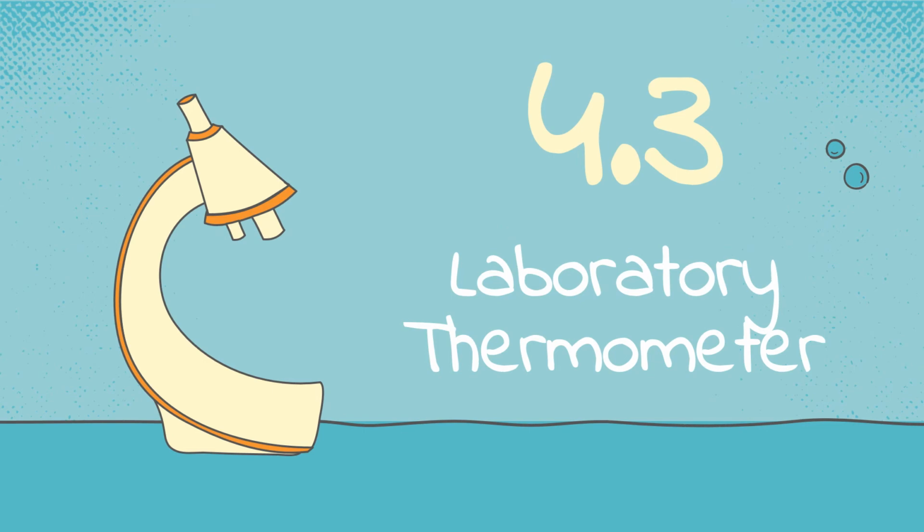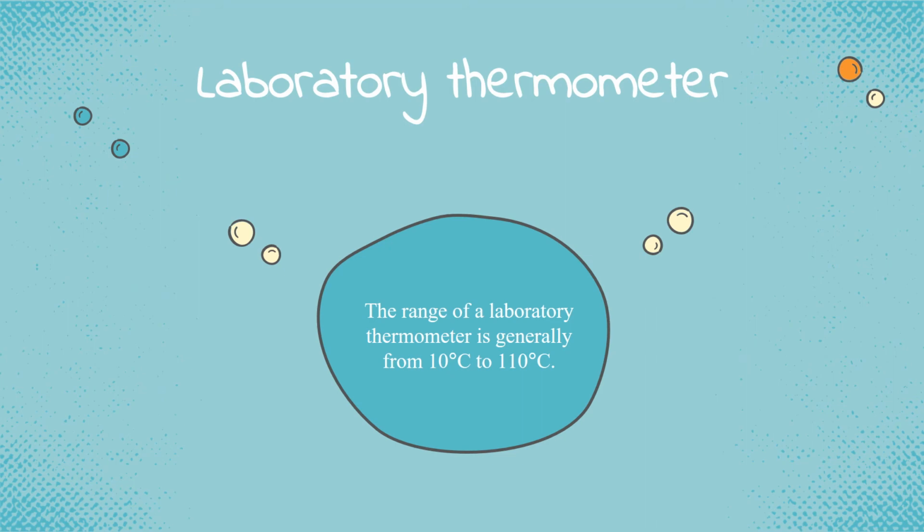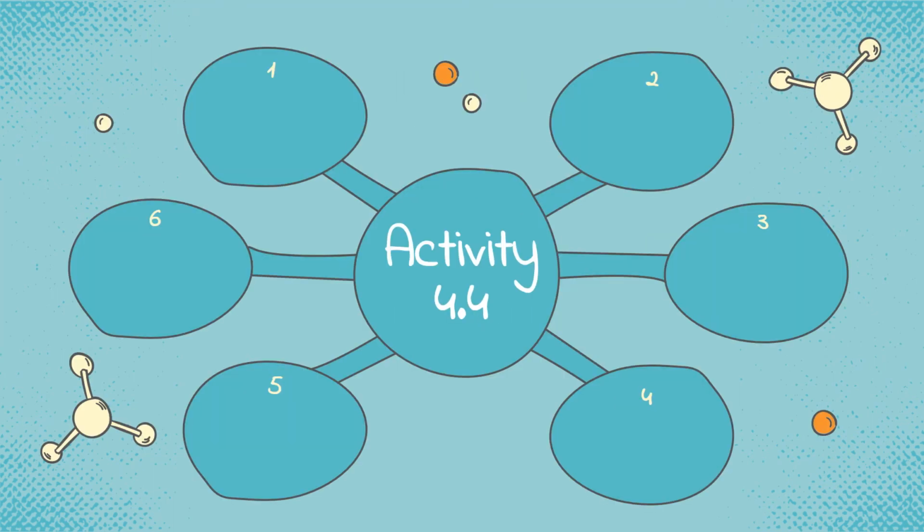Time for the last chapter of this unit, laboratory thermometer. The range of a laboratory thermometer is generally from 10 degrees Celsius to 110 degrees Celsius. That is much larger than our clinical thermometer that we learned about in our last unit. So we're going to do a little activity, and I'm going to go through the steps of the activity. There's going to be 6 steps, so let's get started.